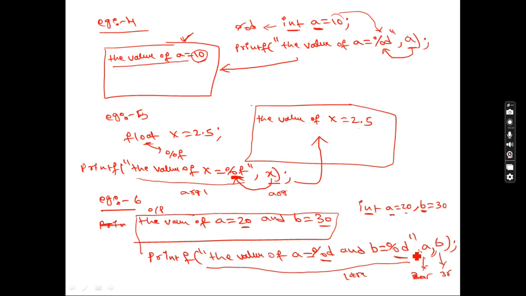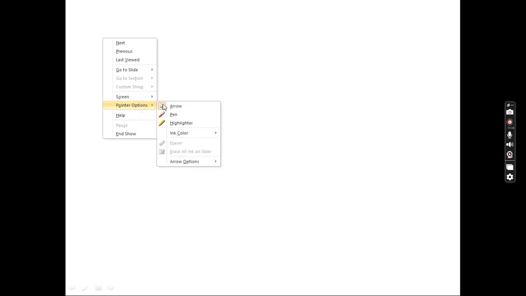Finally, one more example, the last example I'm going to take, that is example number 7. Why? Because in most of the programs we are going to use printf and scanf. If you don't know what printf and scanf are, then what is the need of writing the program? So now I'm writing example number 7. What will I write here? This is my output screen.